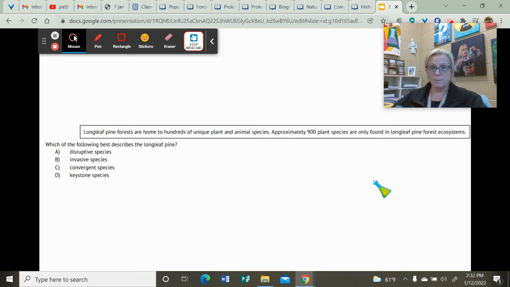It's going to be a keystone species. It is not an invasive species. It belongs here. Humans were the ones that went and cut them down. It is just not a disruptive species. It's not a convergent species, but it's very important. It says that approximately 900 plant species are only found here. That's why, again, you've got one organism that affects many different species. So it's a keystone species. Definition type question, low level question.